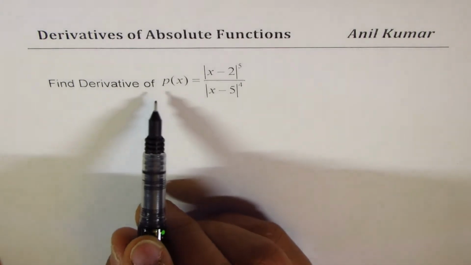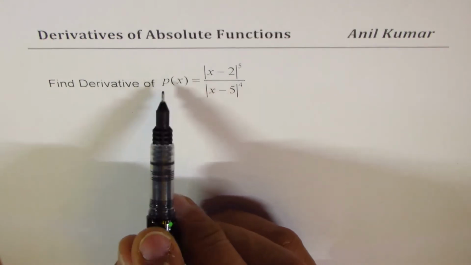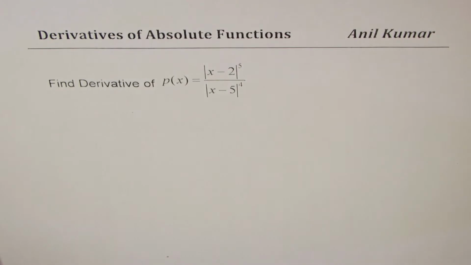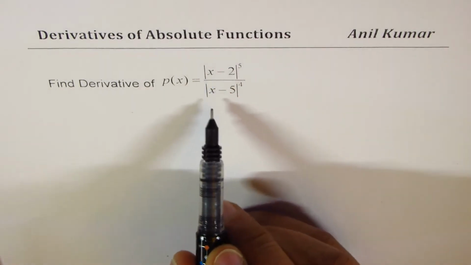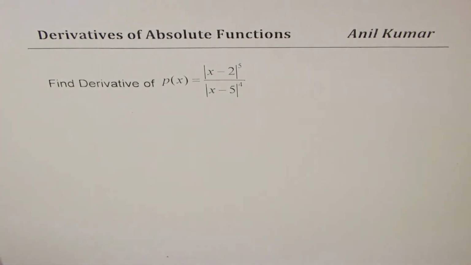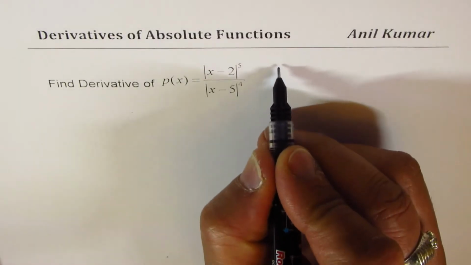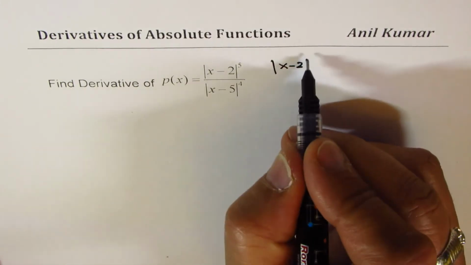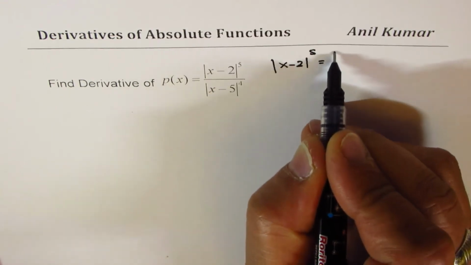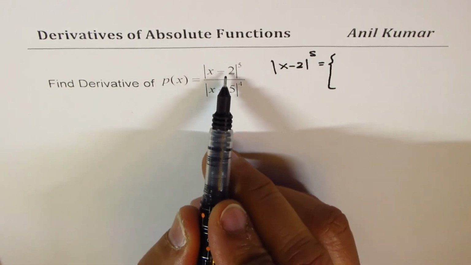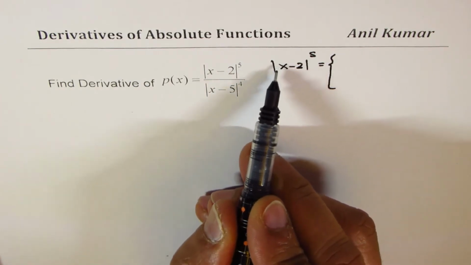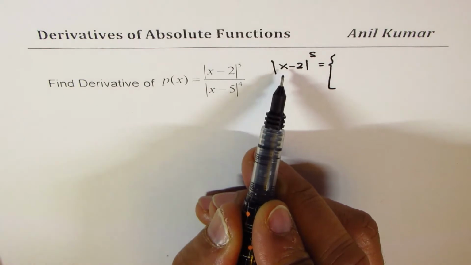We need to find the derivative of p of x, which is equal to the absolute value of x minus 2 to the power of 5, divided by the absolute value of x minus 5 to the power of 4. Now to begin with, let us write them as a piecewise function. So what we can do here is write the absolute value of x minus 2 to the power of 5 as equal to. Now this value could be negative or positive depending on the value of x, right?